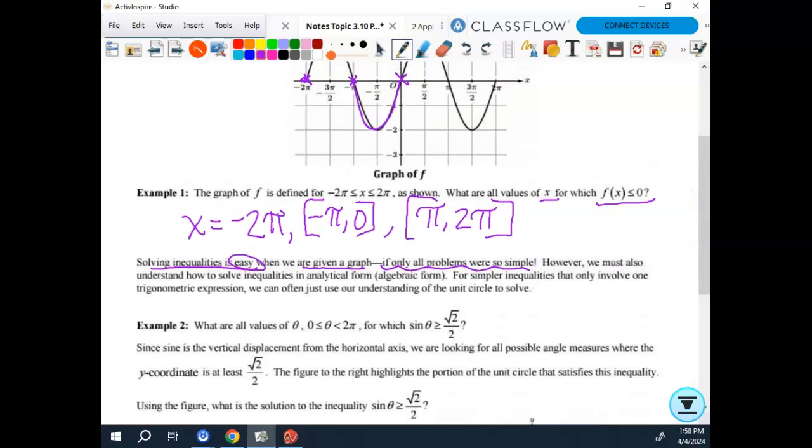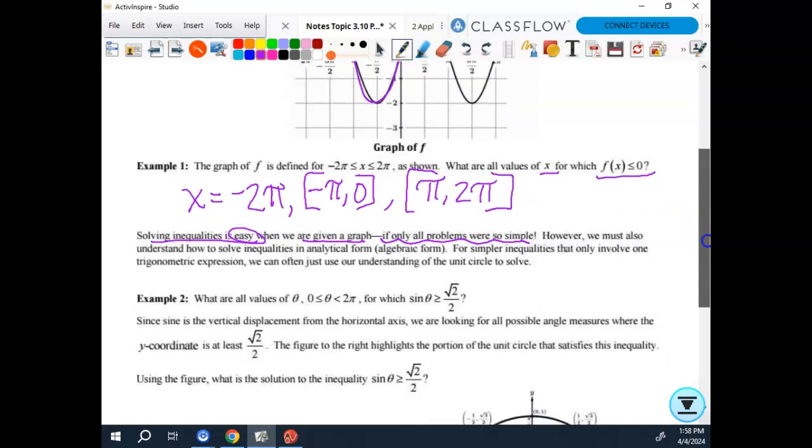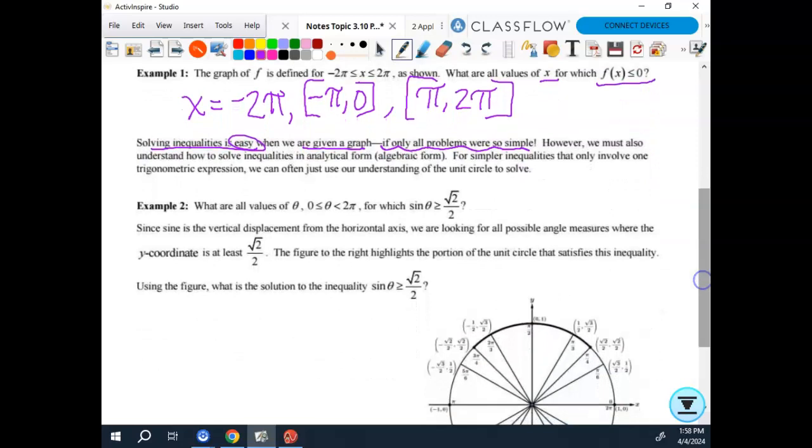Yeah, because it's just one point. So it's not an interval. We're not going from it. It's just like one thing. So it's easy when we have a graph, but if only all problems were so simple, and they're not.